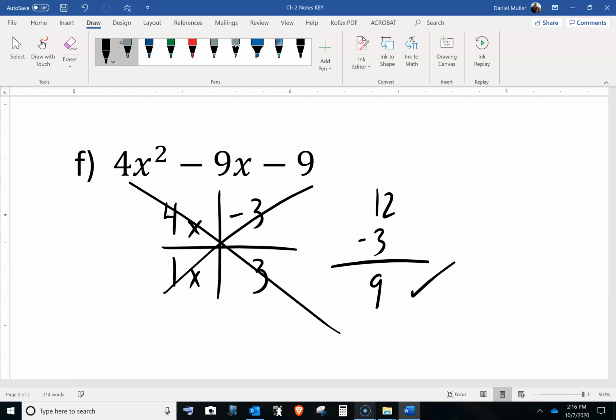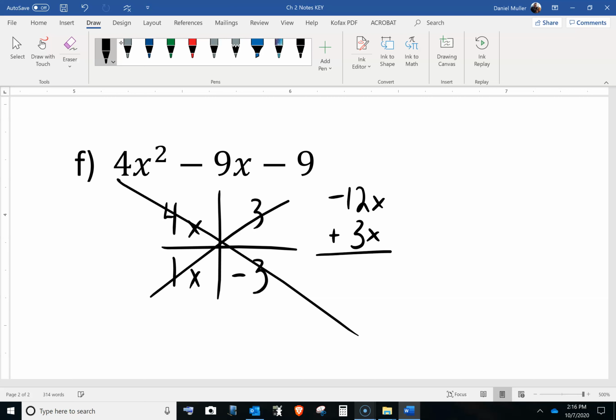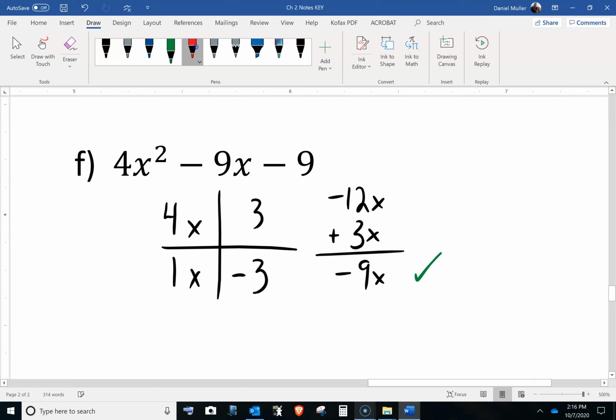That's good, I got the right number, I just need the other symbol. It's not a positive 9, I need a negative 9. So I'll just change it. I'll make the one on the bottom down here a negative and make the top one positive. Now my diagonals are negative 12x, positive 3x, and if I add those together, there's more negatives, so it's going to be a negative answer, negative 9. That's what I needed. So I've got a 4x plus 3 and a 1x minus 3.